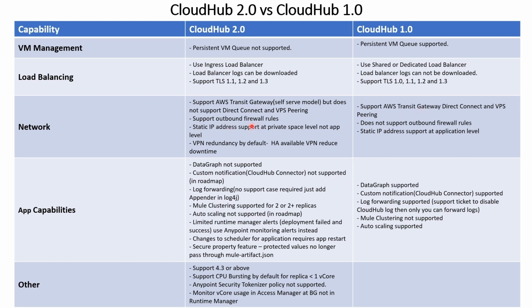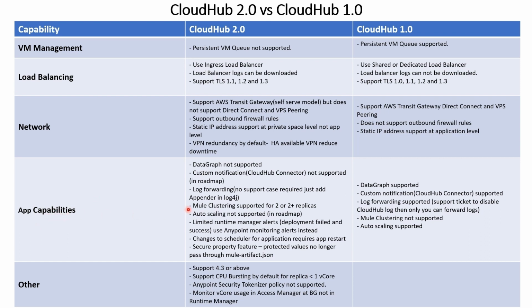CloudHub 2.0 has the egress controller where you can configure the outbound firewall rule. In CloudHub 1.0, there was no way you could configure the outbound firewall rule. CloudHub 2.0 supports static IP at private space level. CloudHub 1.0 supports static IP at application level. CloudHub 2.0 supports VPN redundancy by default. It supports high availability, so in case of maintenance, the downtime is reduced because of its high availability.